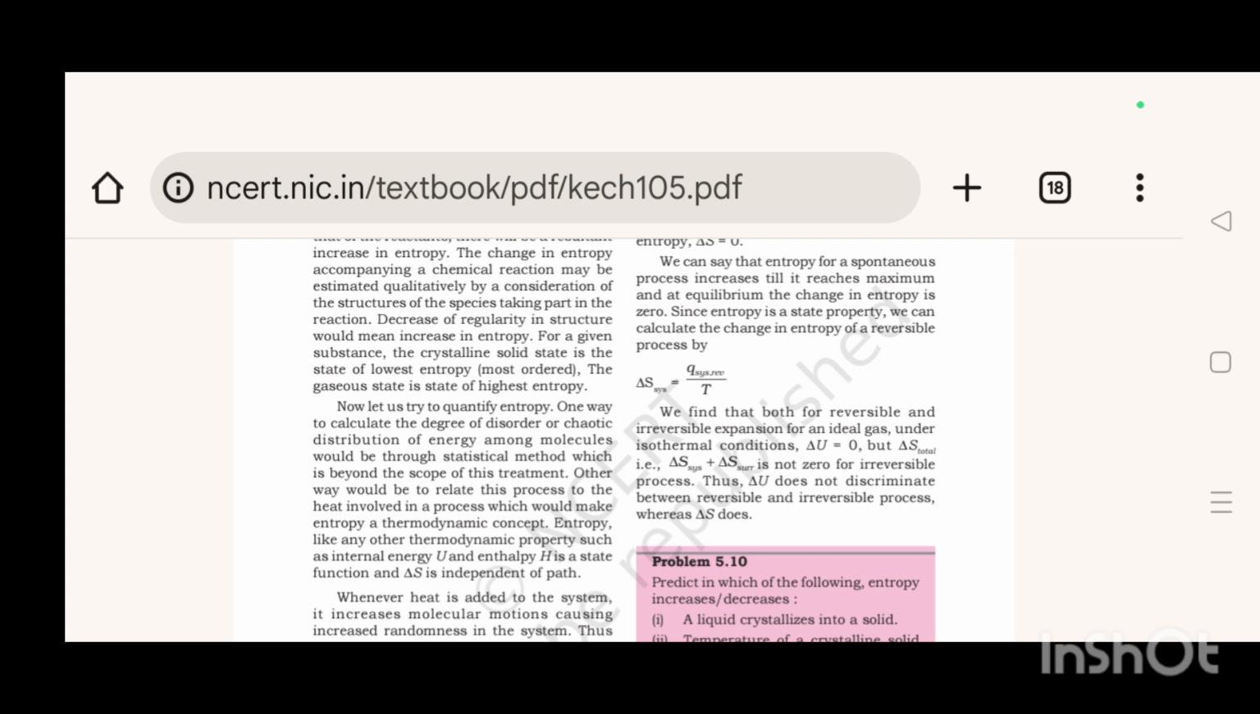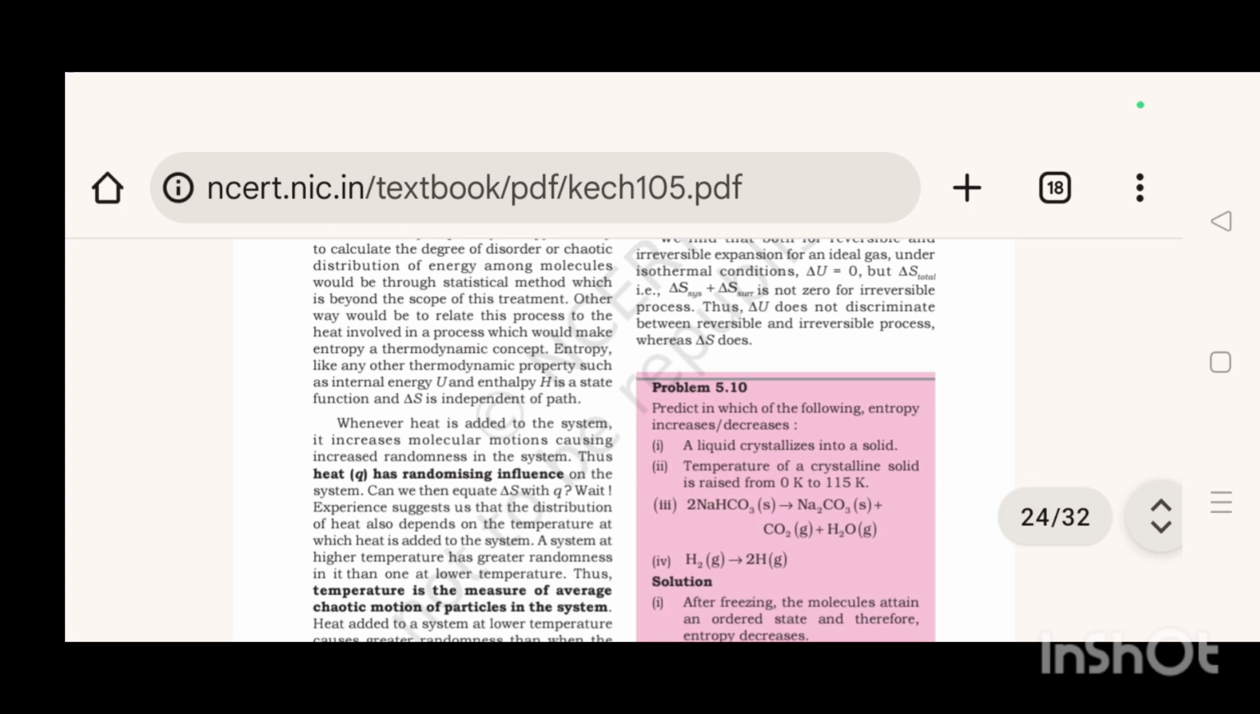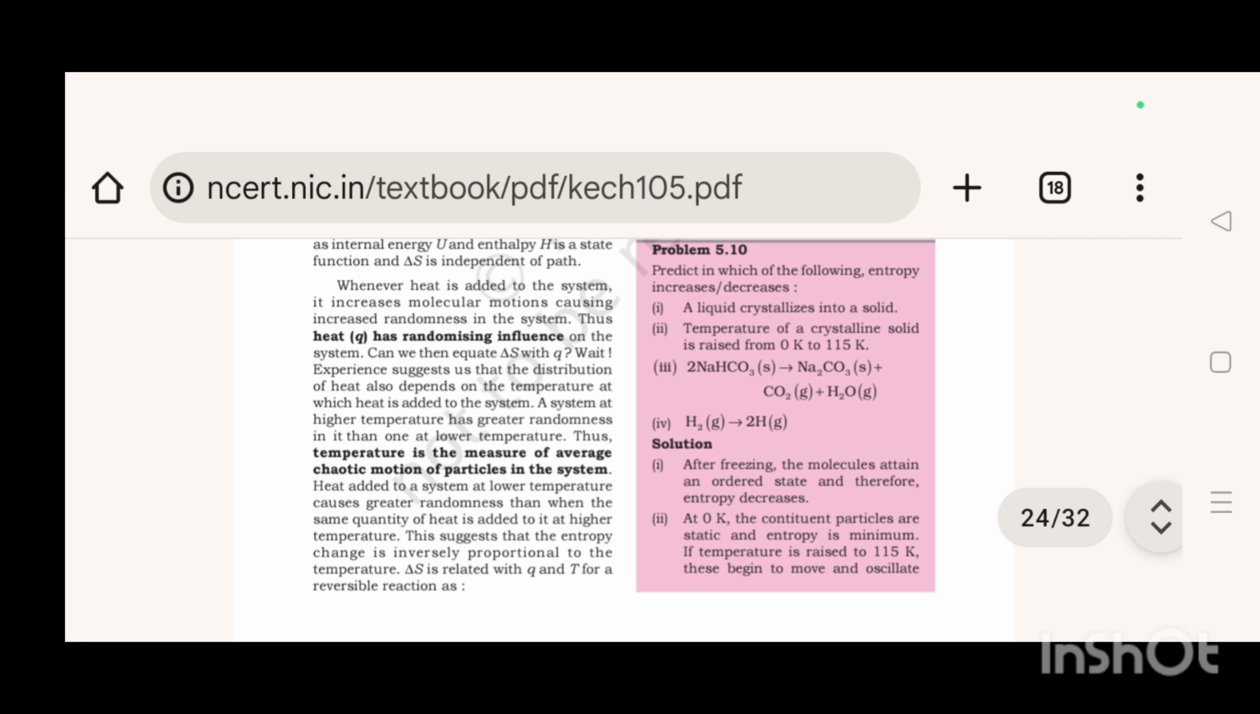Entropy, like any other thermodynamic property such as internal energy U and enthalpy H, is a state function, and delta S is independent of path. When heat is added to the system, it increases molecular motion, causing increased randomness in the system. Thus, heat Q has a randomizing influence on the system. Can we then equate delta S with Q? Experience suggests that the distribution of heat also depends on the temperature at which heat is added to the system. A system at higher temperature has greater randomness in it than one at lower temperature. Thus, temperature is the measure of average chaotic motion of particles in the system.